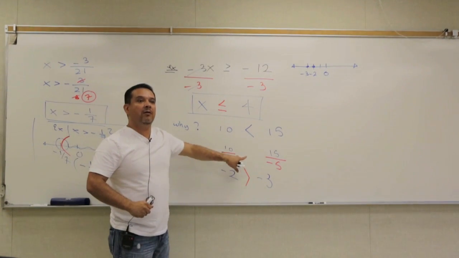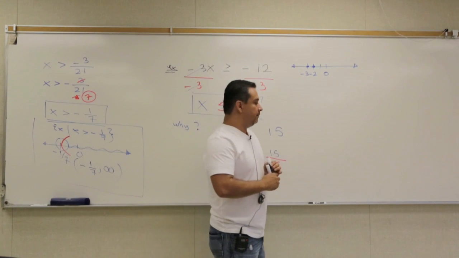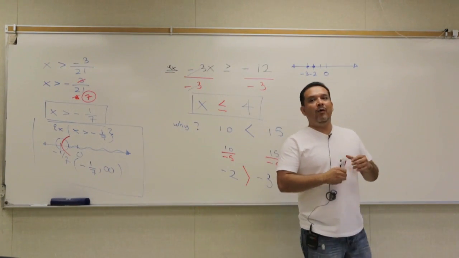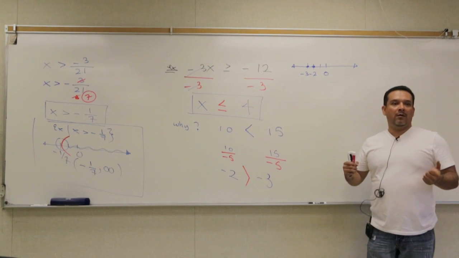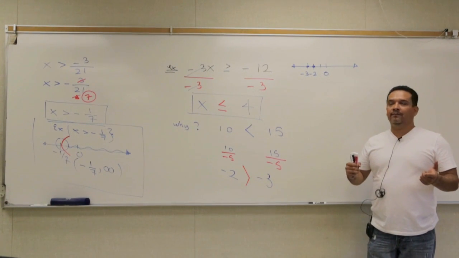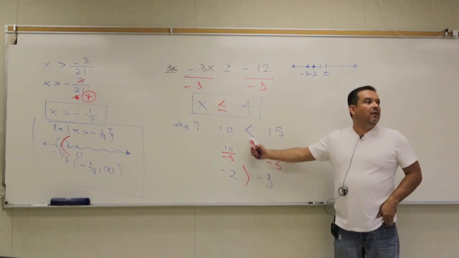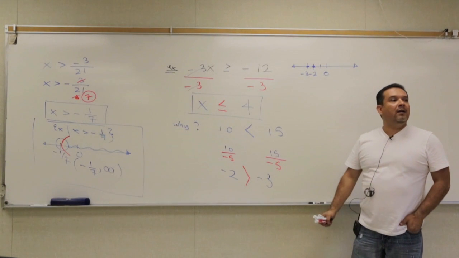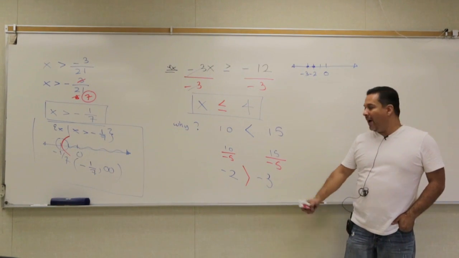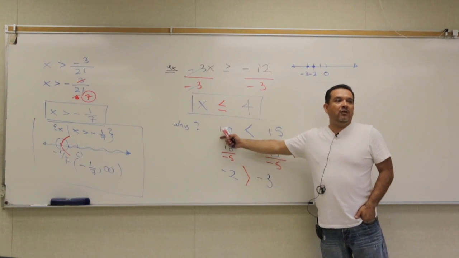What happened with the sign? It switched. So the moral of the story is this: when you divide both sides by a negative, what happens to the sign? You switch the sign. So when people ask why the sign switches, or why we had to do that, well, that's the situation. That's how it is.